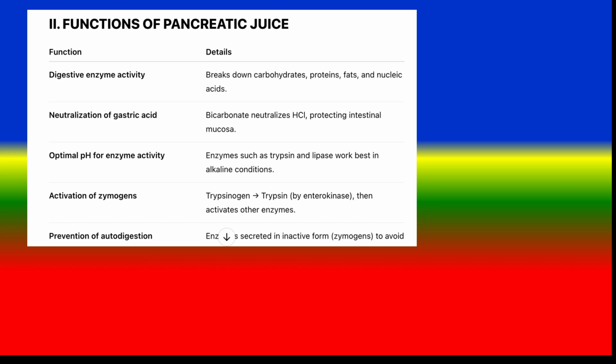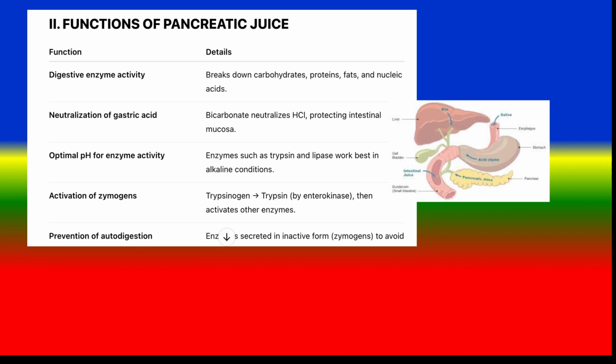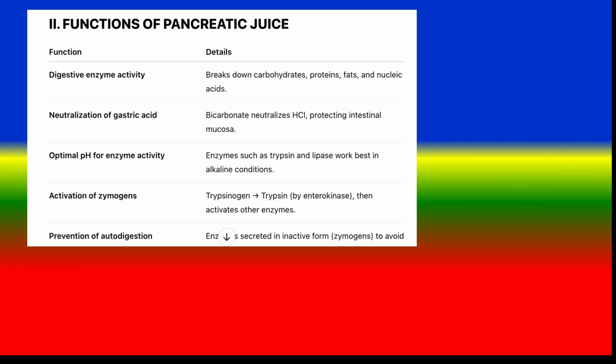Functions of pancreatic juice. Digestive enzyme activity: breaks down carbohydrates, proteins, fats, and nucleic acids. Neutralization of gastric acid: bicarbonate neutralizes HCl, protecting intestinal mucosa. Optimal pH for enzyme activity: enzymes such as trypsin and lipase work best in alkaline conditions. Activation of zymogens: trypsinogen to trypsin by enterokinase, then trypsin activates other enzymes. Prevention of autodigestion: enzymes secreted in inactive form, zymogens, to avoid digestion of the pancreas.